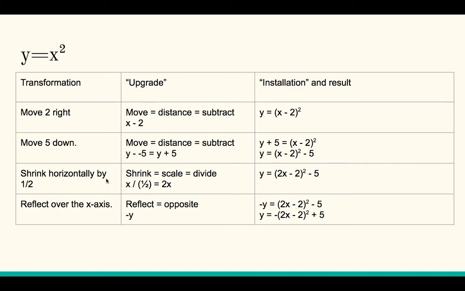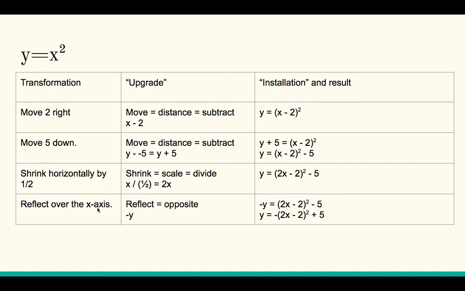Now it says shrink horizontally by a half. Okay, shrinking means a scale. So that means division. Since it's horizontal, I'm shrinking my x variable. So I'm going to divide x by that 1/2. And I get 2x, because if I ask you how many halves fit into a whole, well, 2 halves fit into a whole. So that's 2x. So I go to my function, and I change out the x and put in 2x instead. Now I'm at 2x minus 2 quantity squared minus 5.